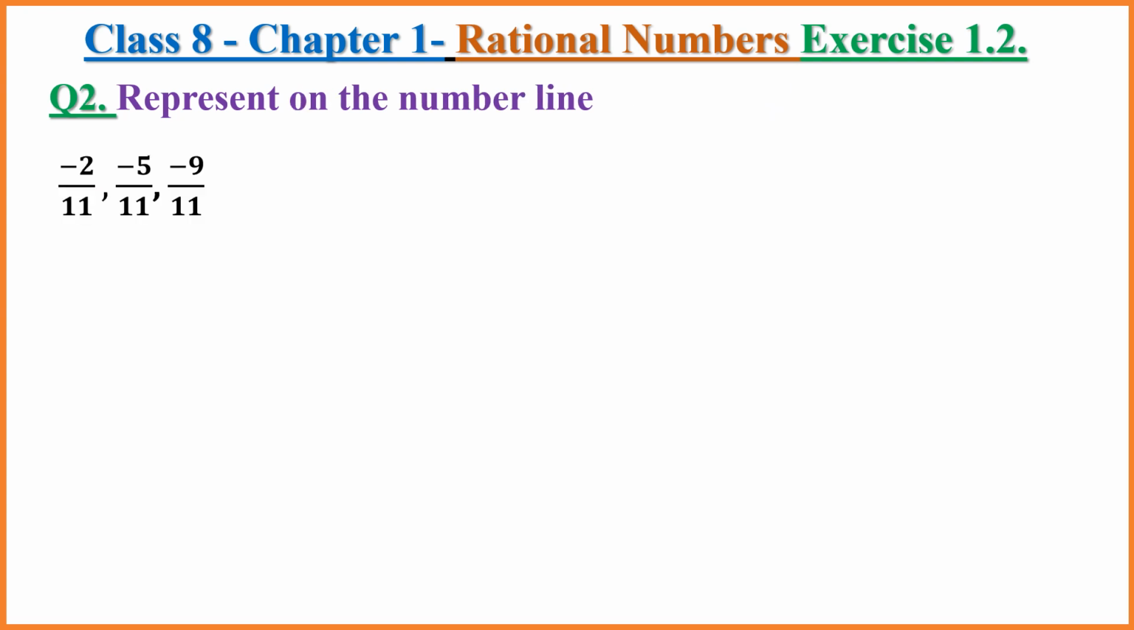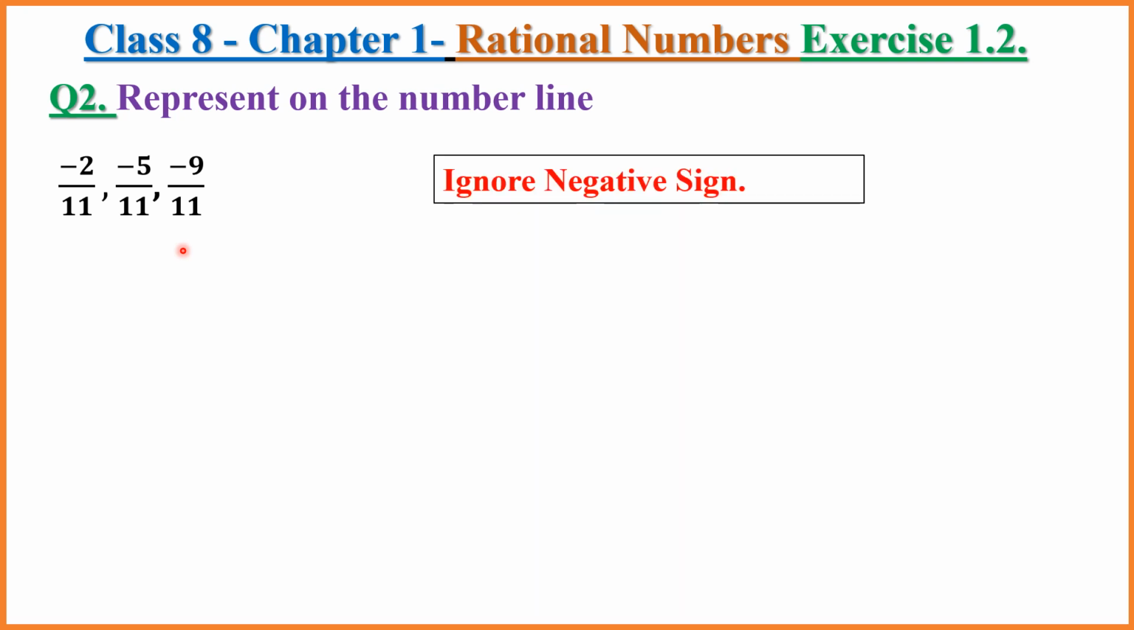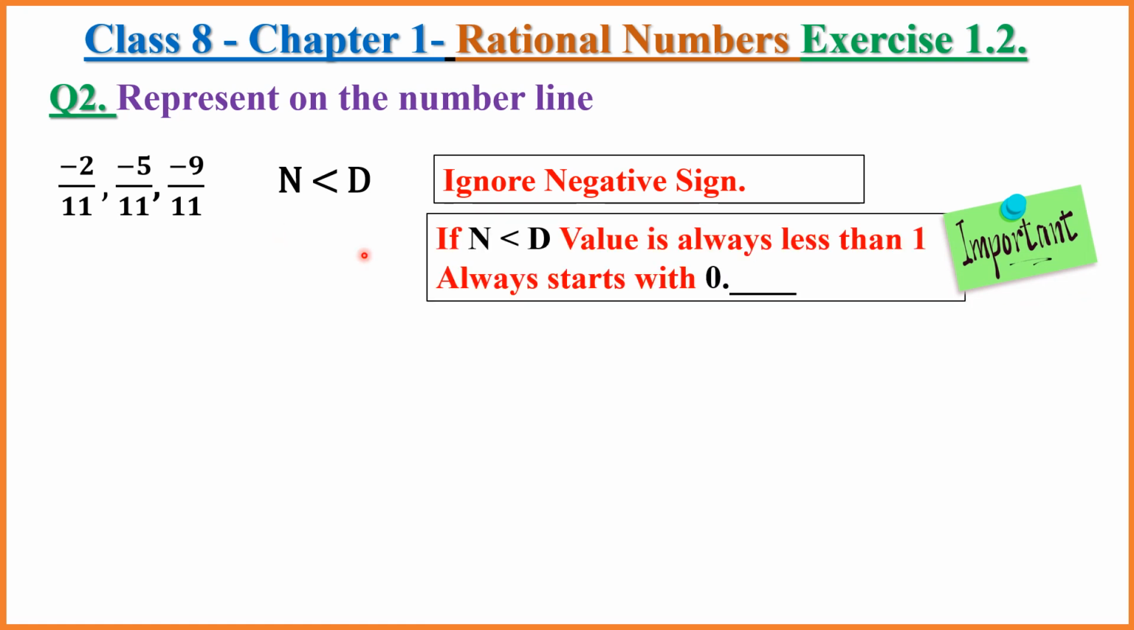Moving on to question number 2. Represent on the number line: minus 2 by 11, minus 5 by 11, minus 9 by 11. So our first step is we should just ignore the negative sign, and we have to check the numerator and the denominator. Here our numerator is less than the denominator. So the point we have seen earlier, if a numerator is less than denominator, the value always lies between 0 and 1. Since here we have negative numbers, it lies between 0 and minus 1.